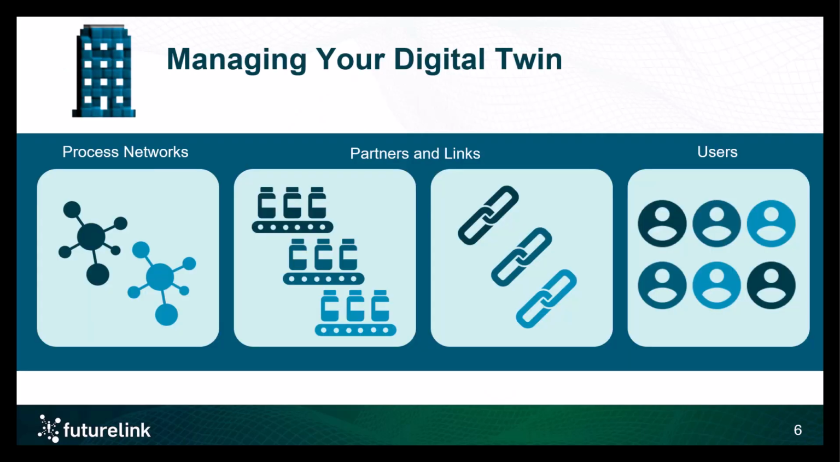The structure of your digital twin consists of process networks. These create the shared digital workspaces to orchestrate different kinds of business processes, like logistics and manufacturing, through a single platform. Partners and links. Here you build and expand your process networks by adding supply chain partners to your database. Users. Define a user's access based on the relationship that user has with business processes and partners.